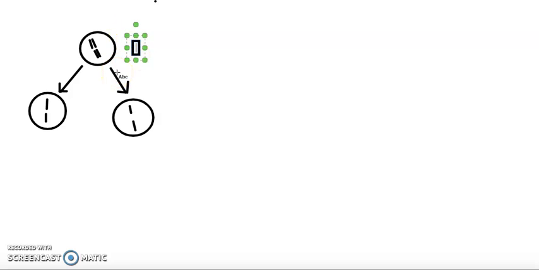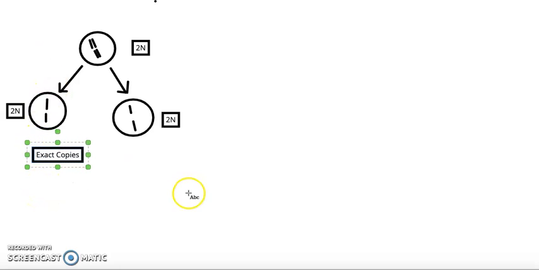Here we call it diploid. And remember, diploid we represent with 2n. In the end, we have two 2n cells that were created. Okay, so exact copies. Now we're going to go through meiosis next. My video is about to run out of time, so I will start a new one and we'll start it on there. Thanks.